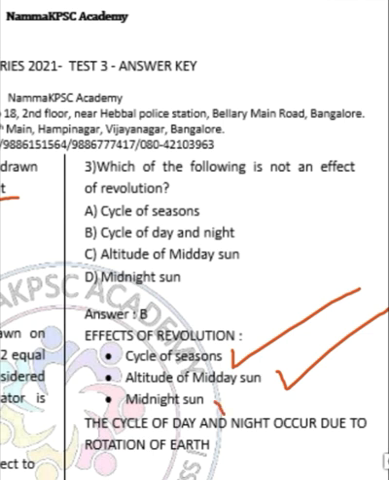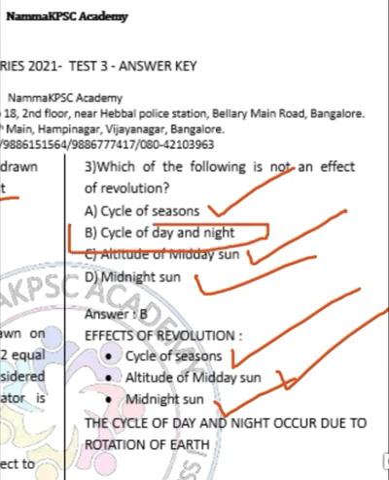The next phenomenon is the midnight sun. The midnight sun phenomenon is experienced in polar regions, where the poles experience the sun 24 hours a day. So this effect is also because of the revolution. So option A, option C, option D, all of them are effects of revolution. Coming to option B, cycle of day and night. This is because of the rotation of earth.